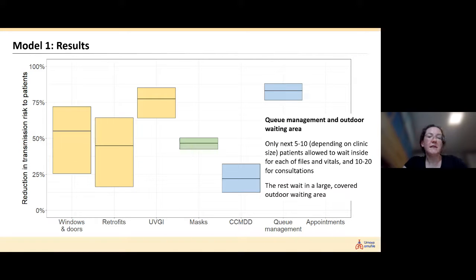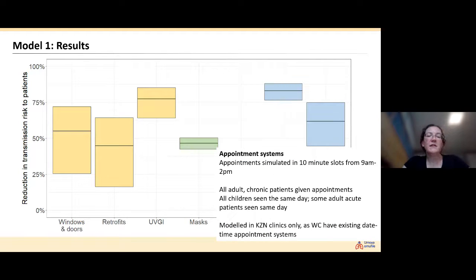Next, a queue management system. This is a slightly more complex intervention, with the majority of patients assumed to wait in large outdoor covered waiting areas, and only a few patients allowed to wait inside the clinic at a time. We estimated that that results in reduction in transmission risk of 76 to 88%. Finally, we looked at the effect of introducing a daytime appointment system in clinics in KZN. We estimated that the appointment system would reduce transmission risk by 45 to 75%.